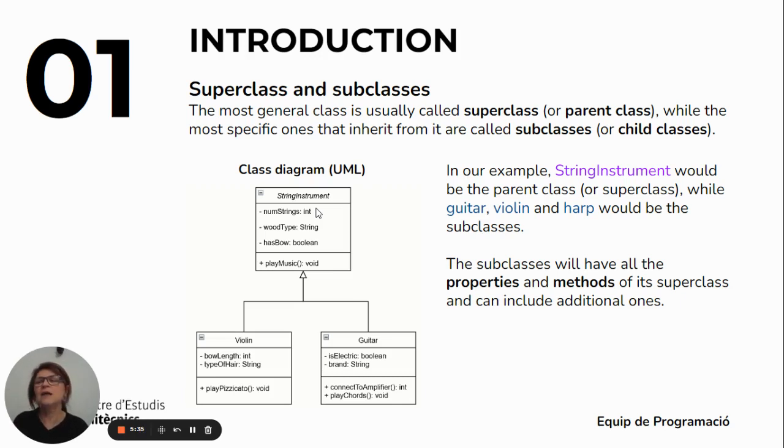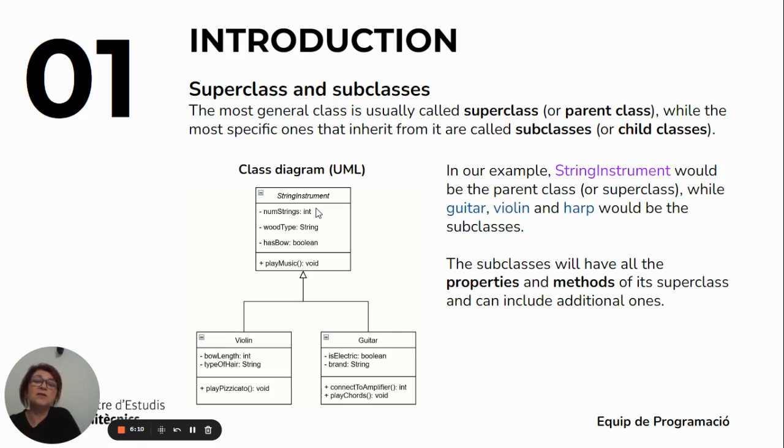But obviously, they all play music. So we have some properties or attributes and some behaviors or methods, like play music. Then the subclass, violin, can have different types of bows. The length can be shorter or longer. You can talk about the hair. The hair can be horsehair or fiberglass. And of course, you can play with a bow, but you could also play pizzicato.